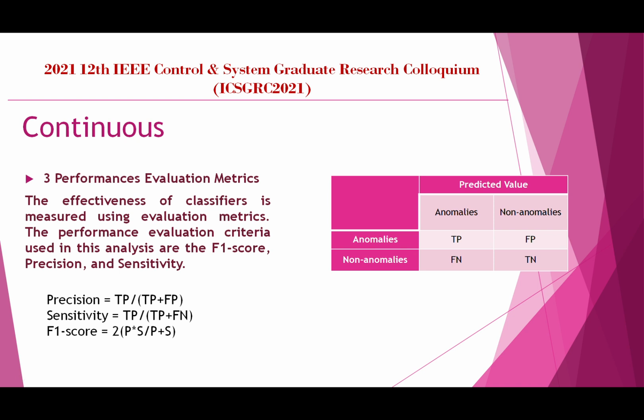As you can see from the table, we have true positive, false positive, false negative, and true negative to represent our findings. Precision is true positive over true positive plus false positive, and sensitivity is true positive over true positive plus false negative, while F1 score is precision times sensitivity over precision plus sensitivity. These are the measures we are taking.